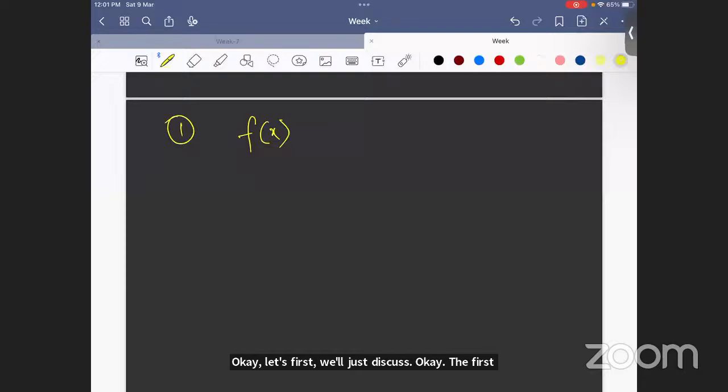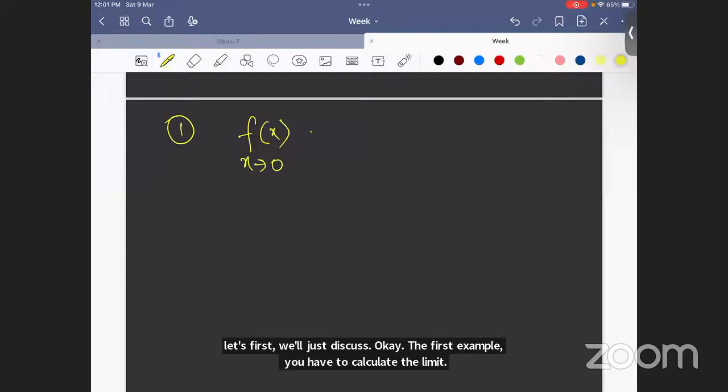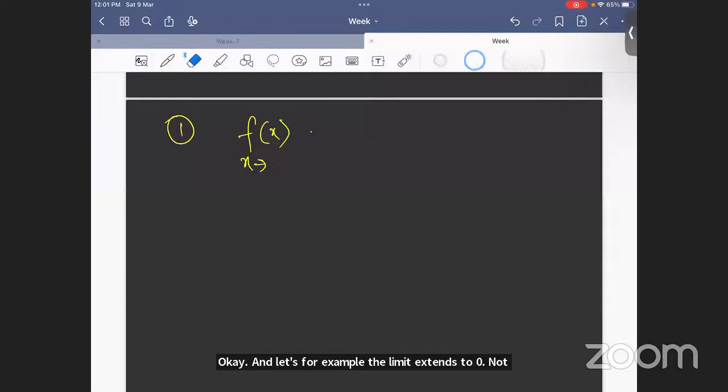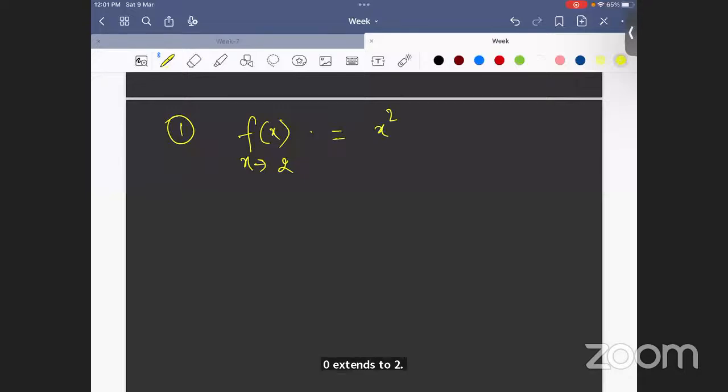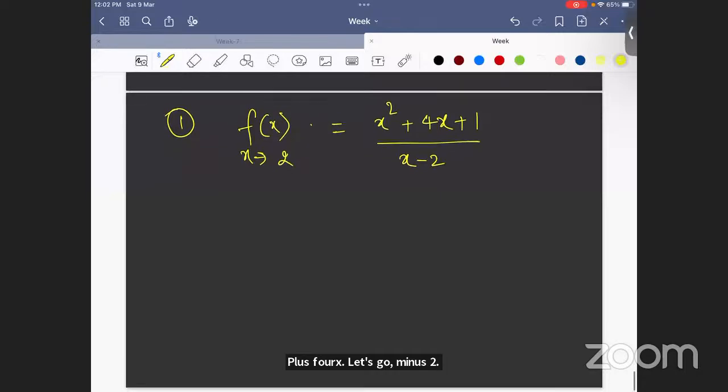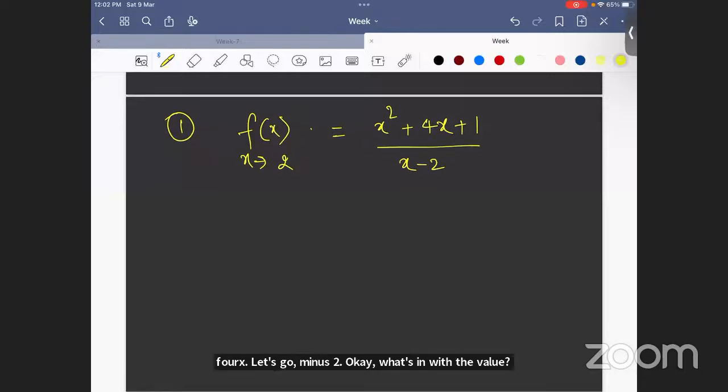Let's say the limit as x tends to 2, and the function given is x square plus 4x plus 1 upon x minus 2. What should be the value? What will be the limit for this function? Undefined or infinity.